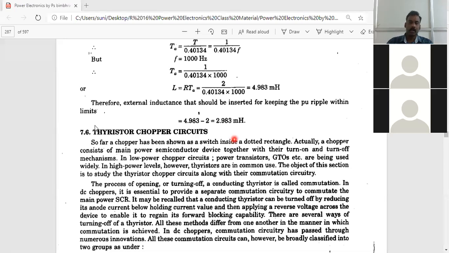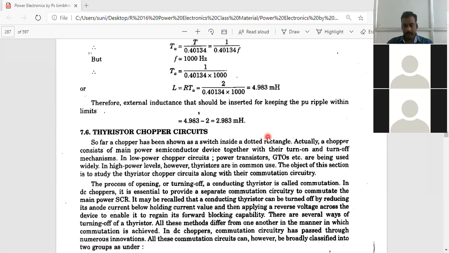Whenever we consider these thyristor chopper circuits, what will happen? The major disadvantage with these thyristor chopper circuits is that the thyristor is simply a semi-controlled device. Only the turn on is controllable and the turn off is uncontrollable. That means whenever a thyristor is employed in a DC circuit, it is turned on by a control pulse, but the turn off instant is not available in DC circuits.